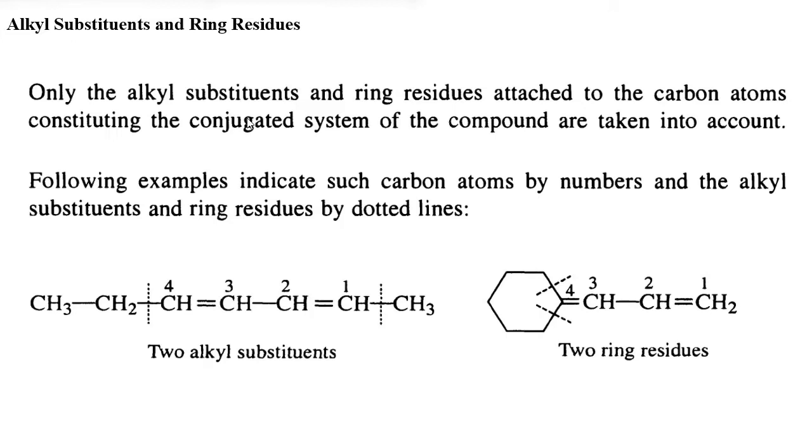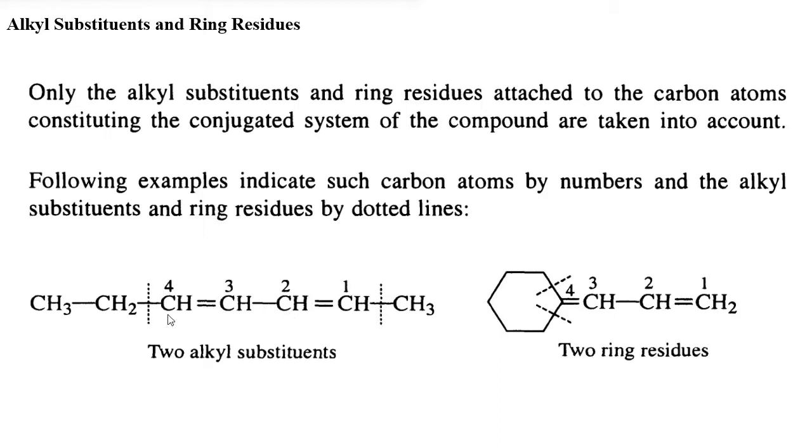Then we have to know what types of alkyl substituent and ring residue we have to consider while calculating the lambda max of organic molecules. Only the alkyl substituents and ring residues attached to the carbon atoms constituting the conjugated system of the compound are taken into account. The ring residues or alkyl substituents which are directly connected to the conjugated system are taken into account while we calculate the lambda max value.